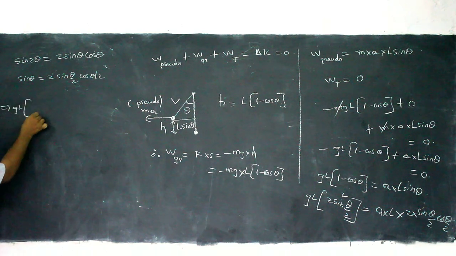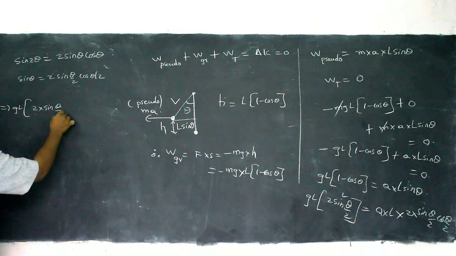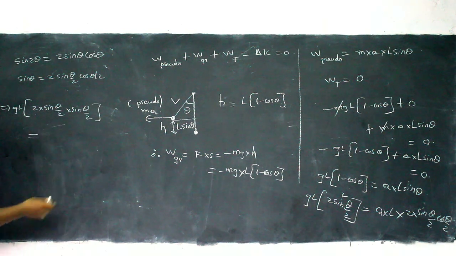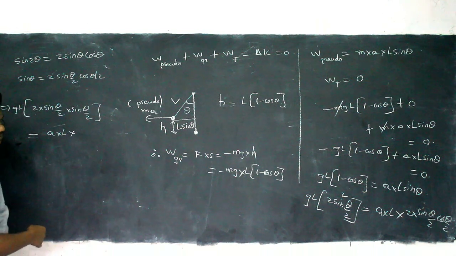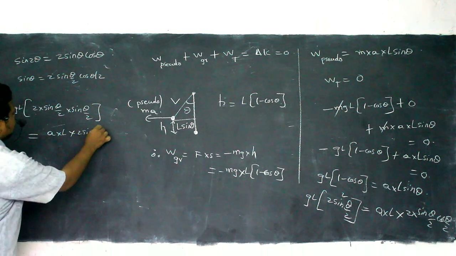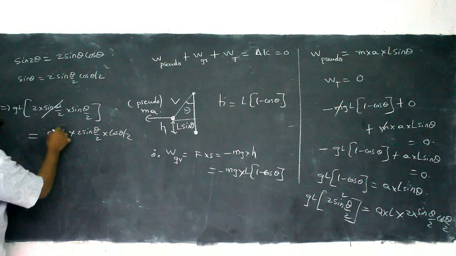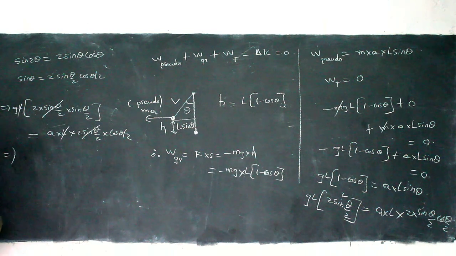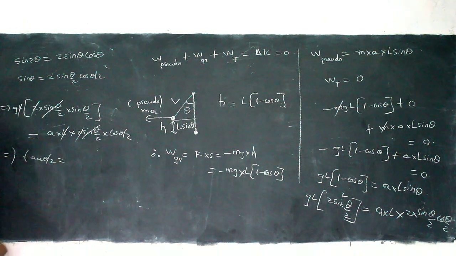Now what is the relation, can you say? So G L into 2 sin theta by 2 into sin theta by 2 is equals to, what is the equation on the other side? So A into L into 2 sin theta by 2 into cos theta by 2. So sin theta by 2, sin theta by 2 gets cancelled. L also gets cancelled. 2 also gets cancelled. Tan theta by 2 is equals to A by G.